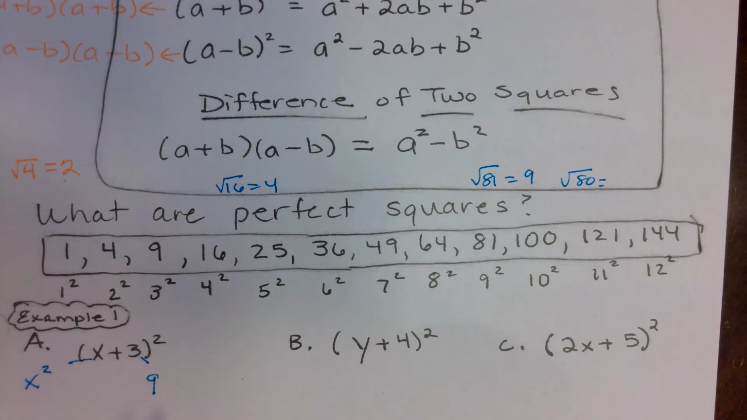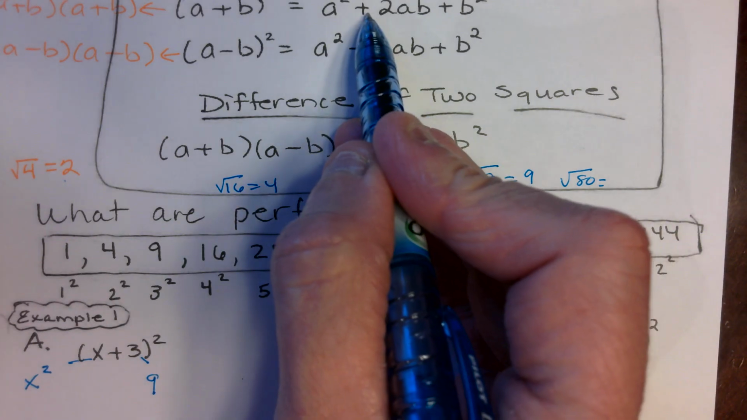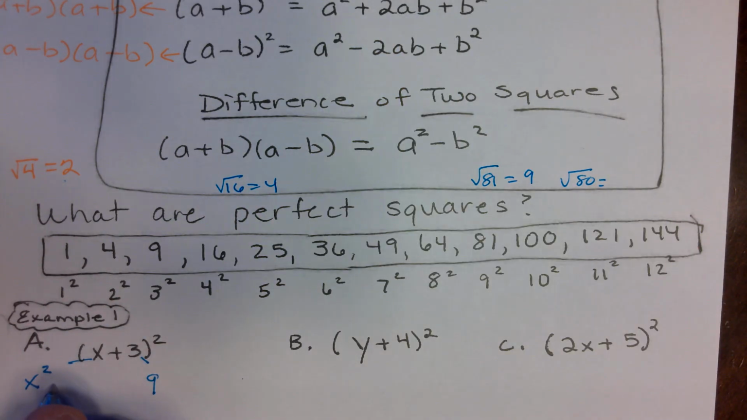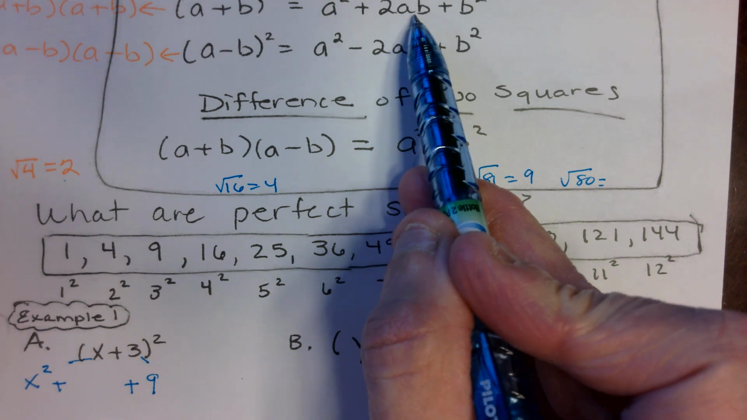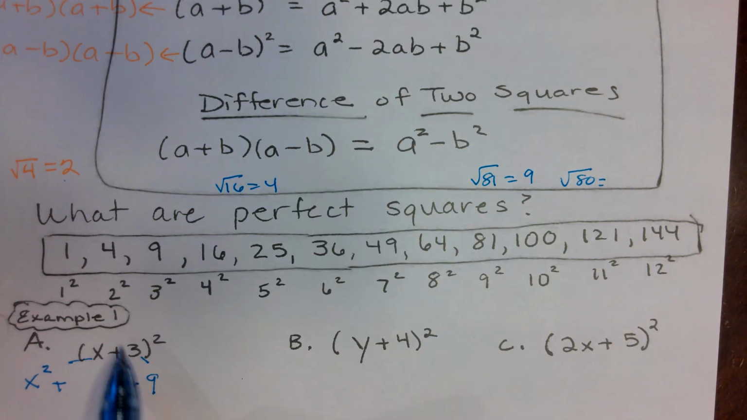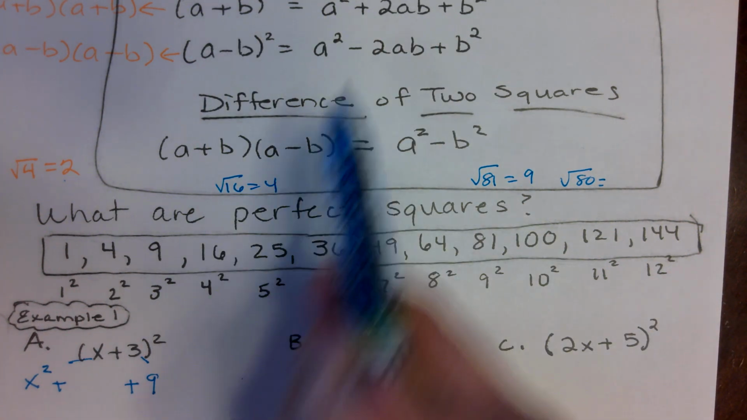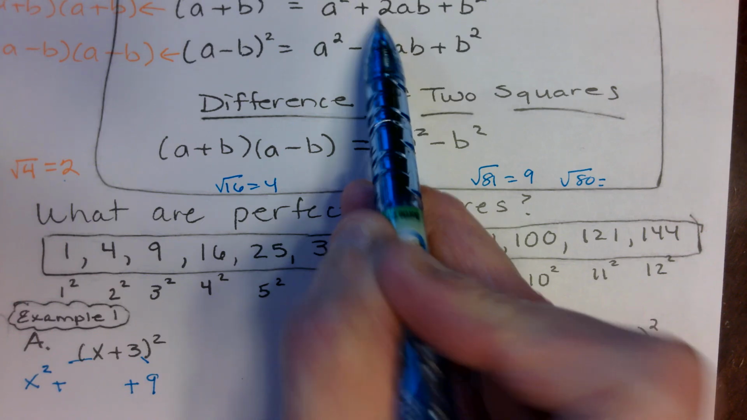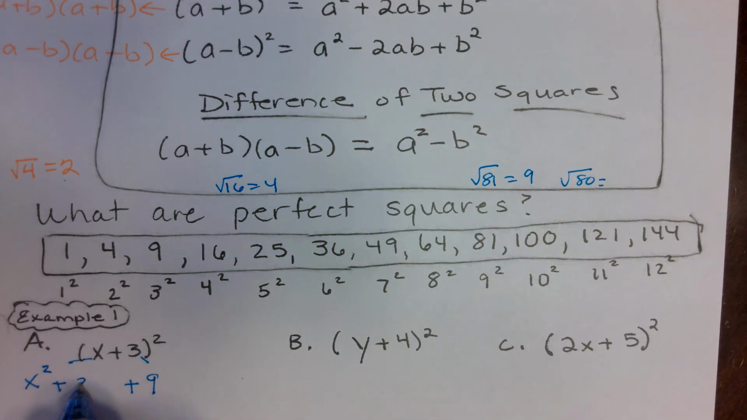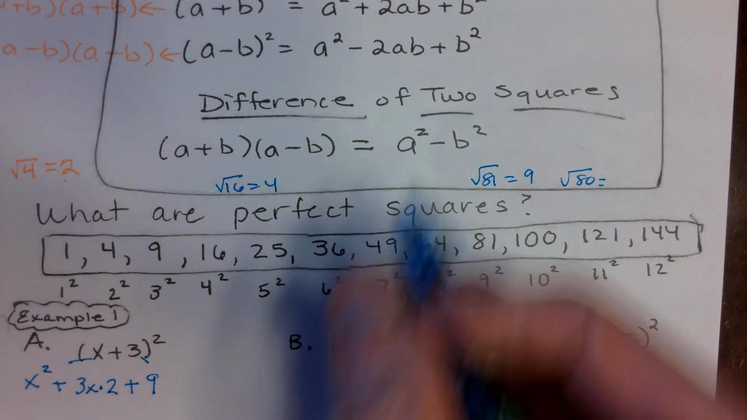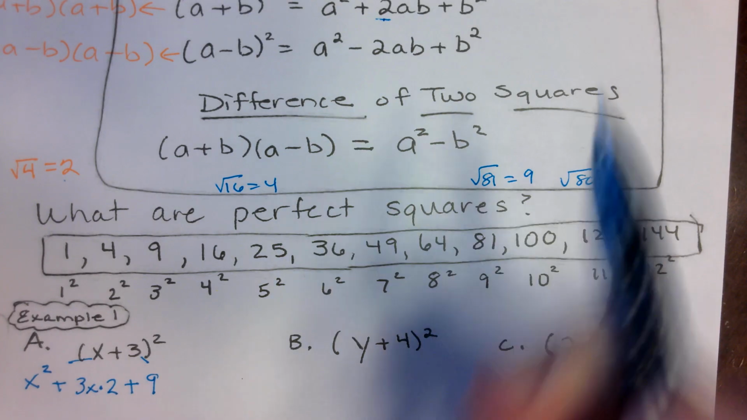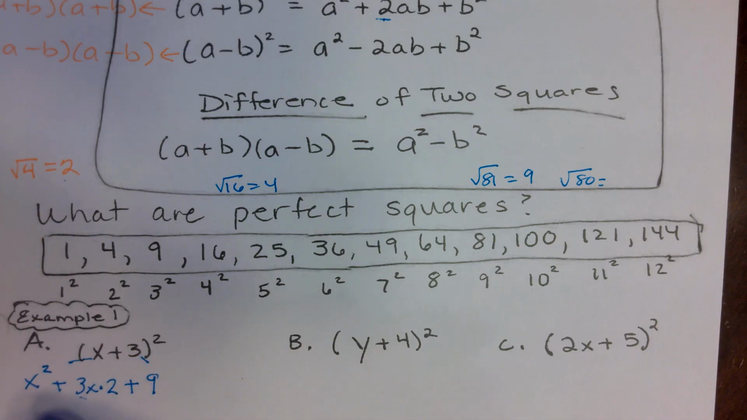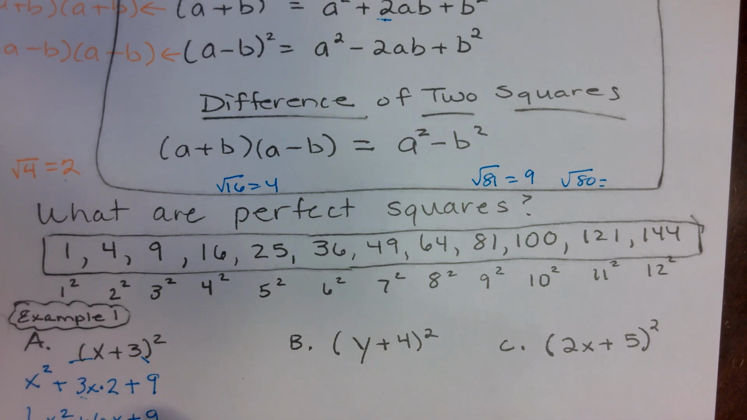Now the question is, if it's a plus, notice the signs up here. They're both plus. And I just need to get this middle term. The way you get it is you multiply the two things. So 3x, and then multiply it by the 2. So we have 3x times 2, which is 6x. So the answer is x squared plus 6x plus 9.